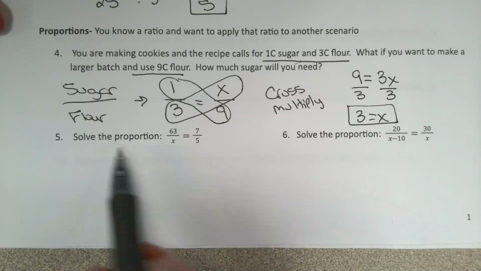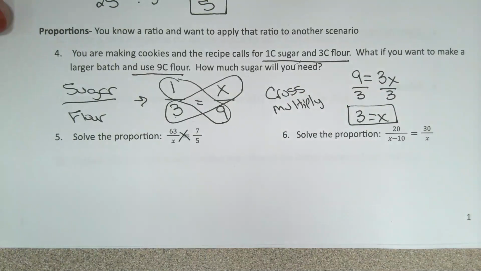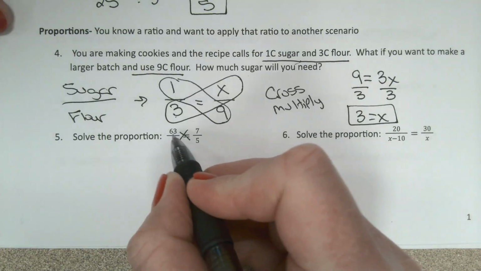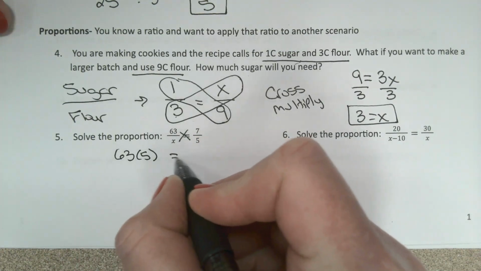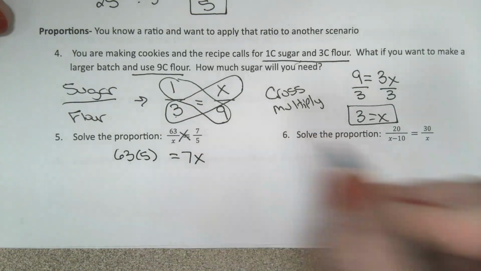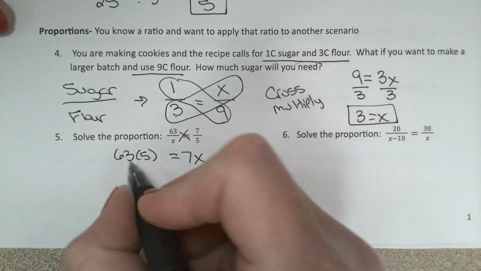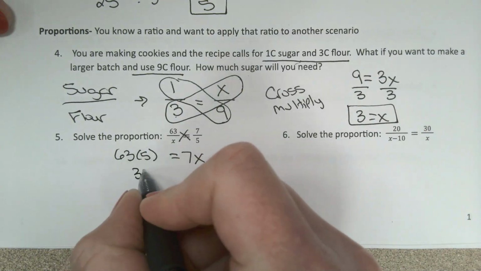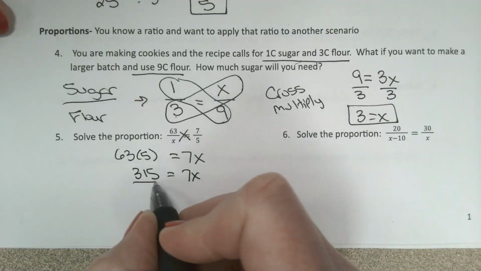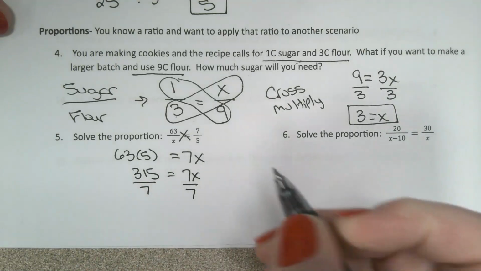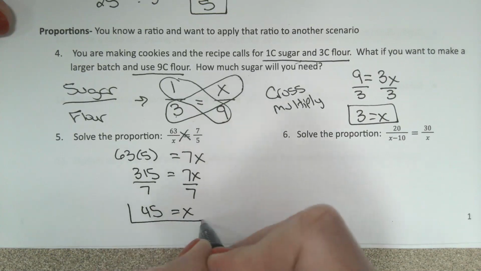Solve the following proportion. So I have fraction equals fraction, so I'm going to cross multiply. So I'm going to take 63 times 5 and set that equal to 7x. 63 times 5 is 315. I'm going to divide both sides by 7 and get 45 equals x.